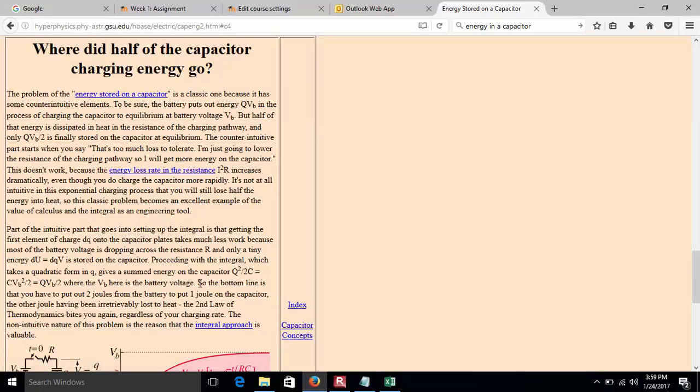Classic, counterintuitive elements. To be sure. Charge times voltage. Half of the energy is dissipated as heat in the resistance of the charging pathway. And thus only, really? Thus only half of QV. The counterintuitive part: we say that's too much loss to tolerate, so we're going to lower the resistance. Energy, I R squared.